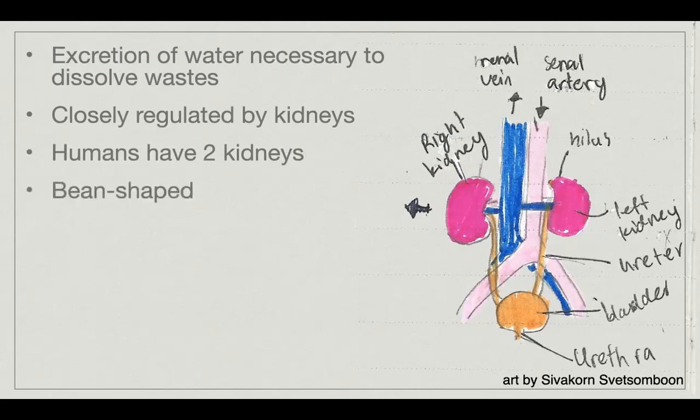They are bean-shaped, which is why kidney beans are called kidney beans, because they look like kidneys. And like a lot of organs, relative to body size, we say that it's about the size of a clenched fist.